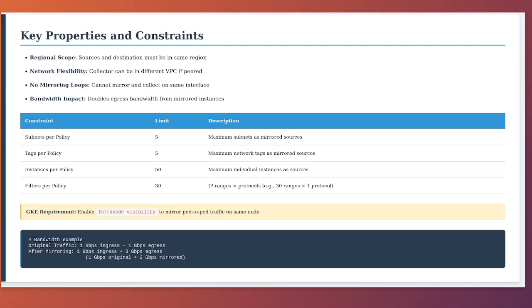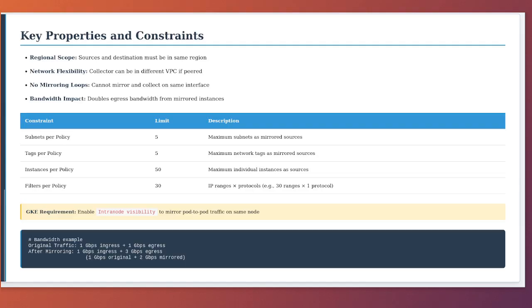If an instance normally has 1 gigabit per second of ingress and 1 gigabit per second of egress, after mirroring it will have 1 gigabit per second of ingress but 3 gigabits per second of egress. That's the original 1 gigabit egress plus 2 gigabits of mirrored traffic, mirroring both the original ingress and egress flows. This increased bandwidth consumption has cost implications and can approach the network bandwidth limits of your virtual machine instance types.